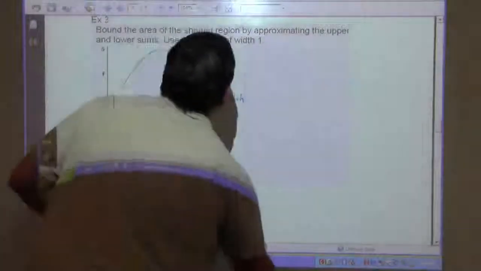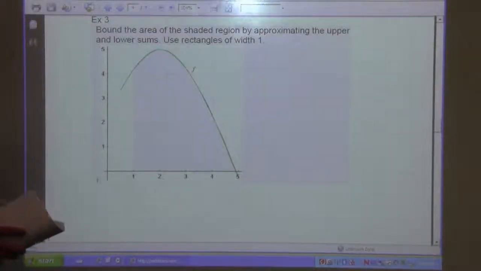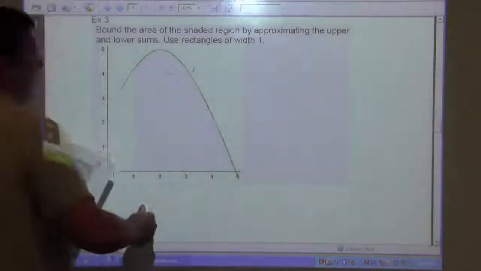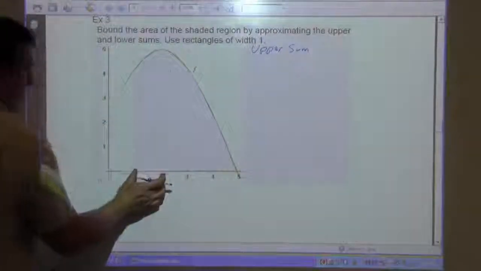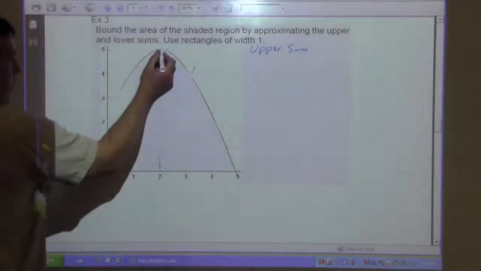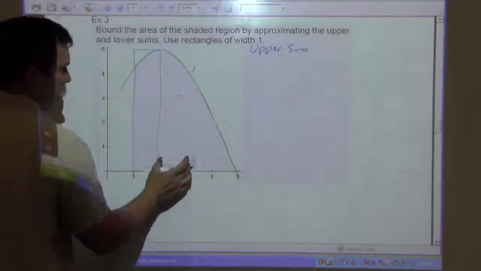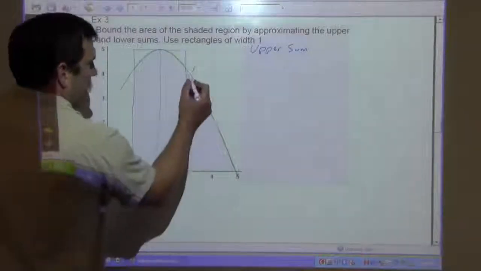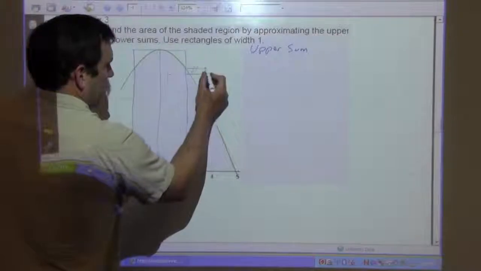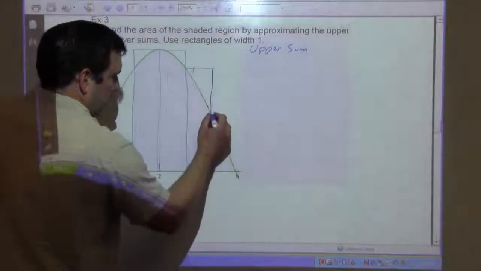So let's get, we're going to bound the area of the shaded region by approximating the upper and lower sums using rectangles of width 1. Okay, so I have 2 colors here. For the upper sum, we'll use blue. So here's a width. Go up to the highest point there. We have that one. Go to the highest point there. The highest point here. It goes up there actually. And the highest point here.